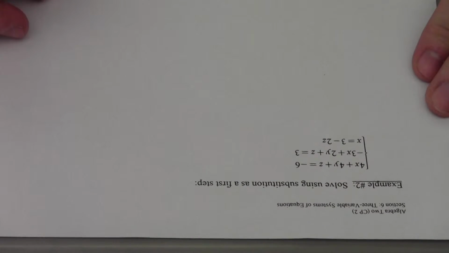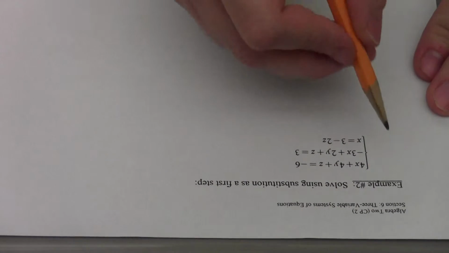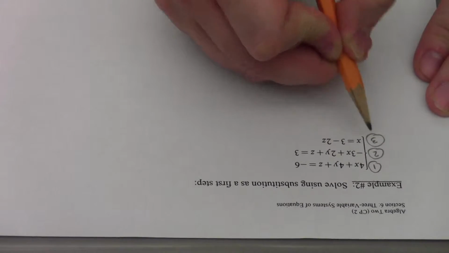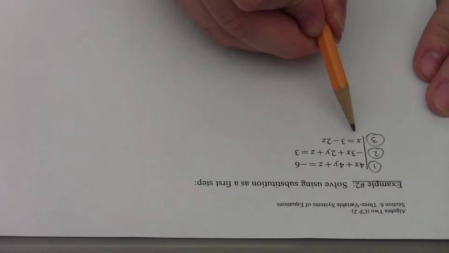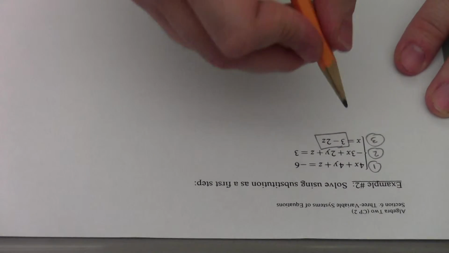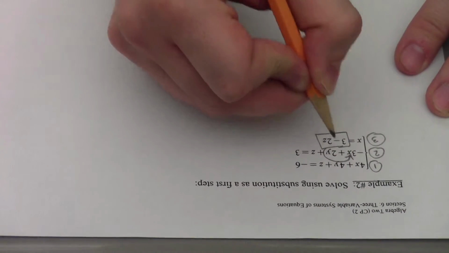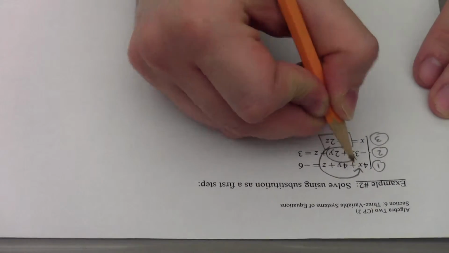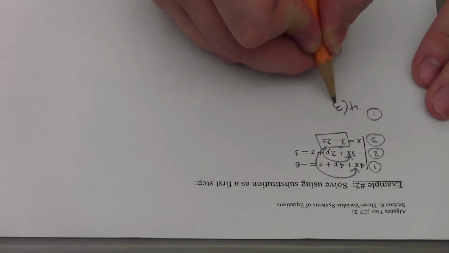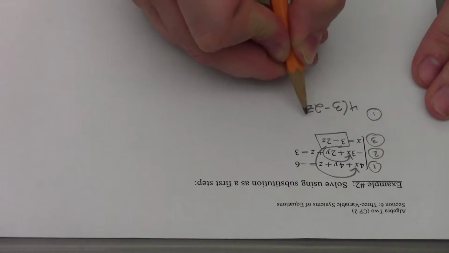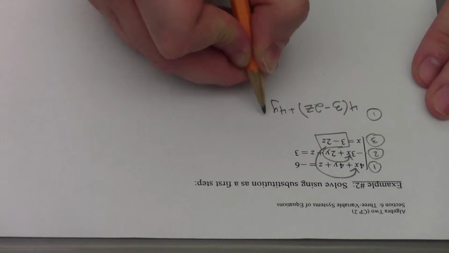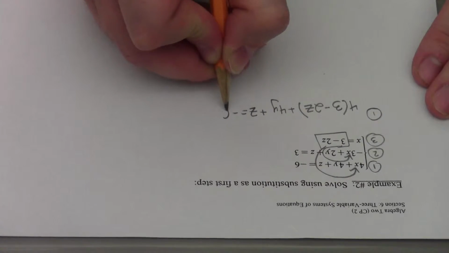In example number 2, this is another one where we're told to use substitution first when we go to solve this system of equations. Since that third equation is already in the form x equals something with z's in it, I'm going to take that and substitute that in for my x in my second equation and in my first equation. My first equation now becomes 4 times, make sure when you plug that in it goes in parentheses, 4 times 3 minus 2z plus 4y plus z equals negative 6.